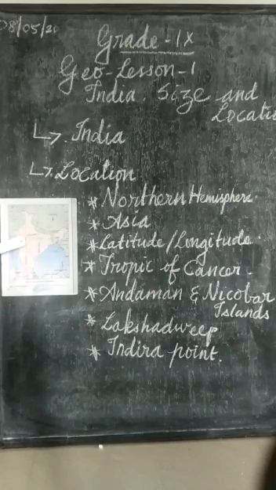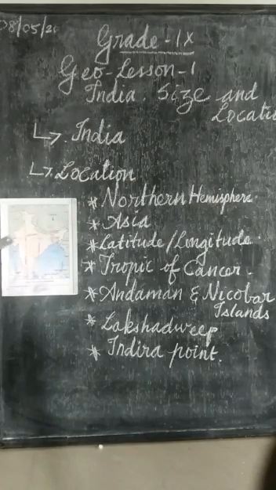Next, the longitudinal extent of India. What is the longitudinal extent of India? The longitudinal extent is 68 degree 7 minutes east to 97 degree 25 minutes east. This is the longitudinal extent of India.